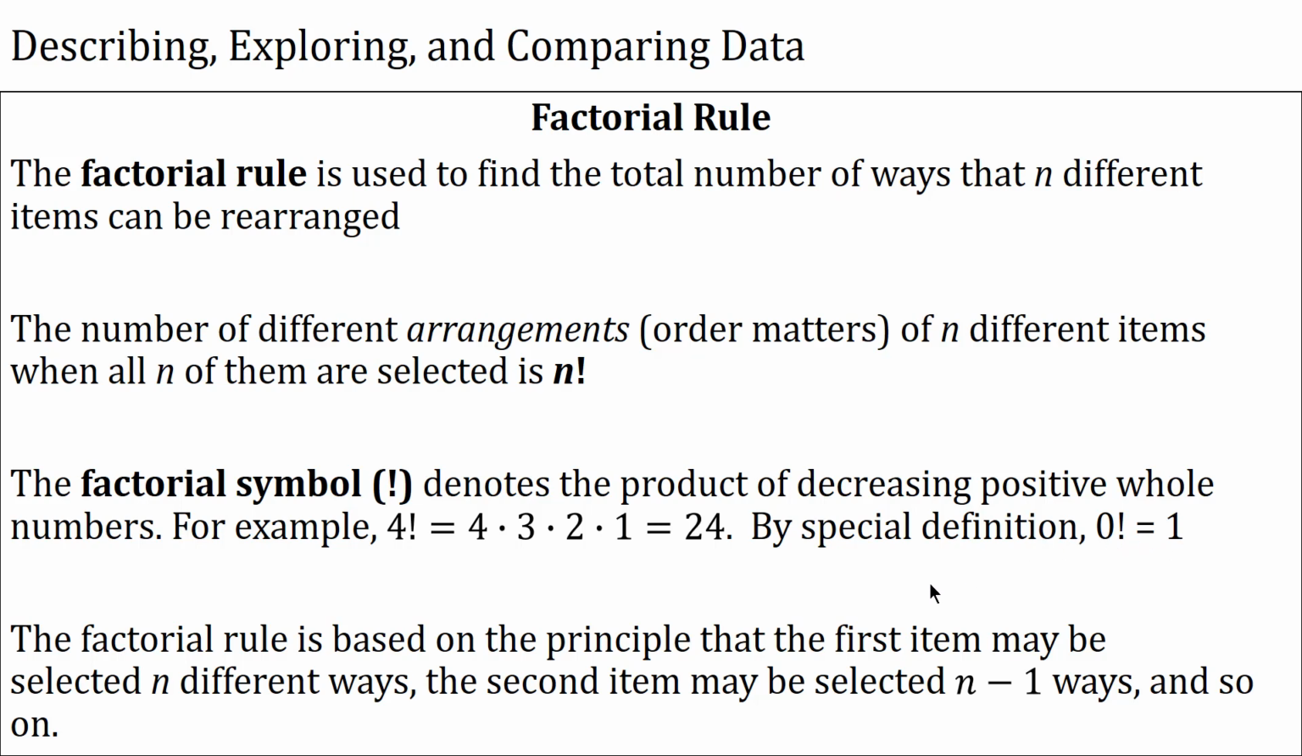The factorial rule is based on the principle that the first item may be selected in different ways. So my total possible outcome is represented by n. So the total different ways it can be selected. But then the second item is less 1 from that total possible ways. And really what helps is to just be able to see an example of the type of problem.